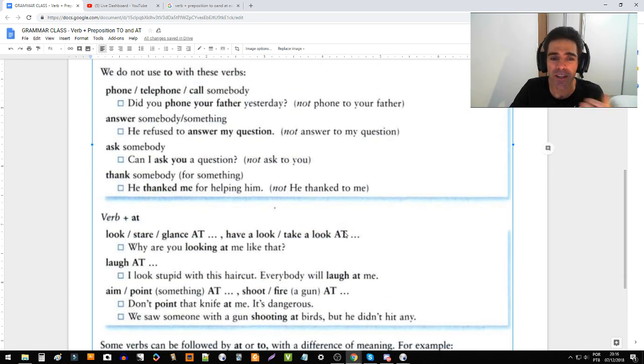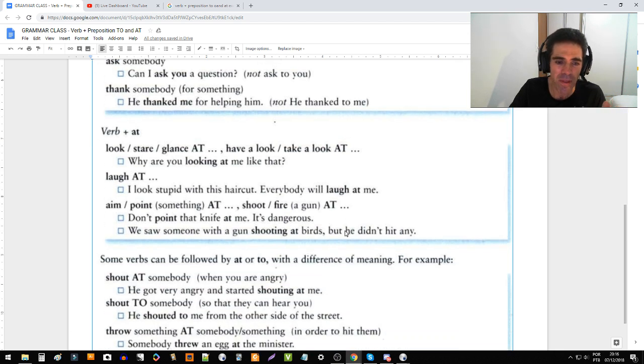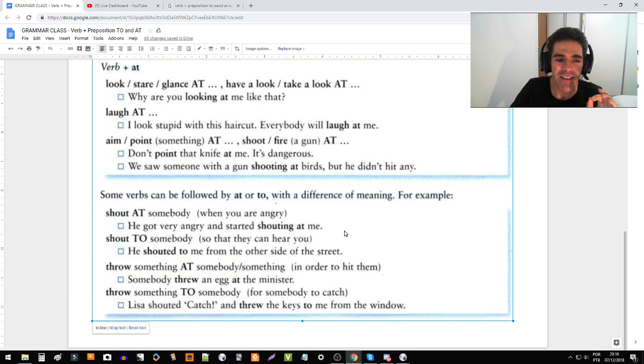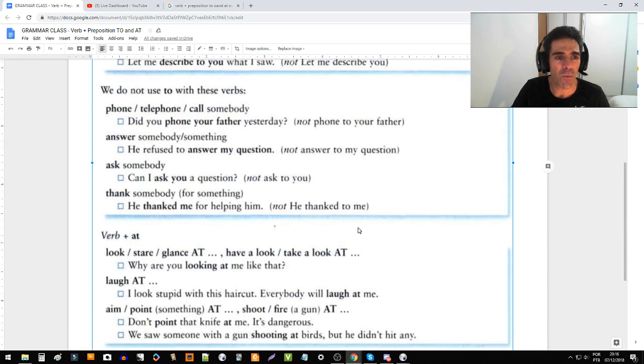Did you phone your father yesterday? He refused to answer my question. Can I ask you a question? He thanked me for helping him. Why are you looking at me like that? I look stupid with this haircut. Everybody will laugh at me. Don't point that knife at me. It's dangerous. We saw someone with a gun shooting at birds, but he didn't hit any. He got very angry and started shouting at me. She shouted to me from the other side of the street. Somebody threw an egg at the minister. Lisa shouted catch and threw the keys to me from the window.